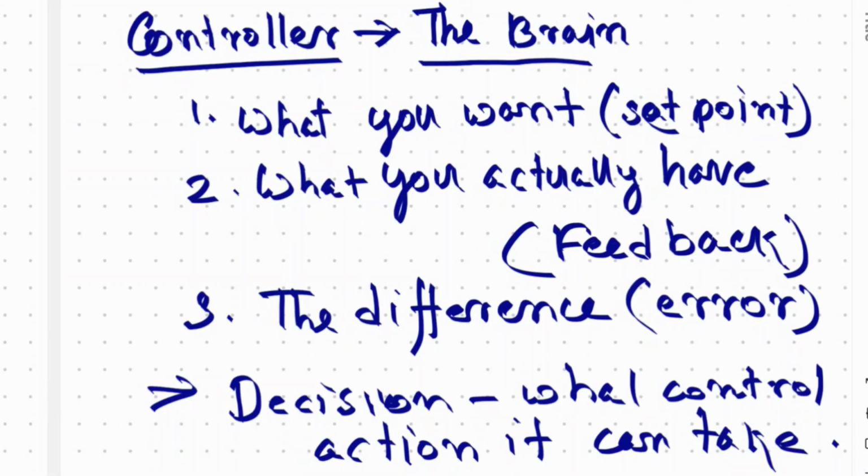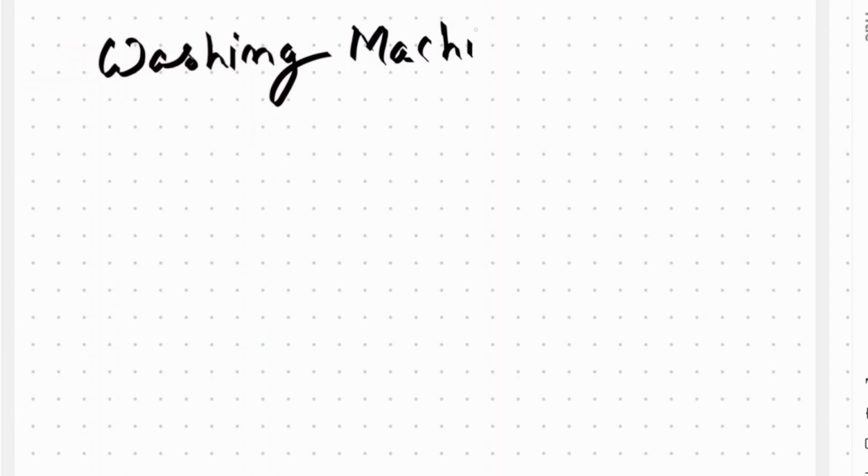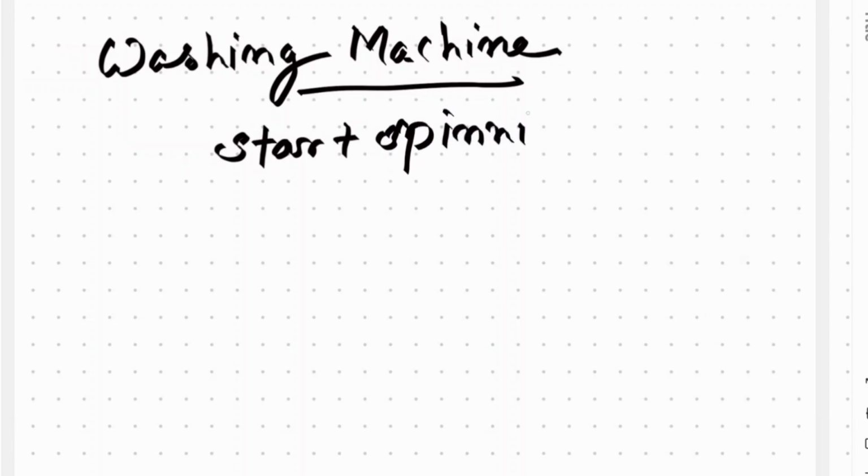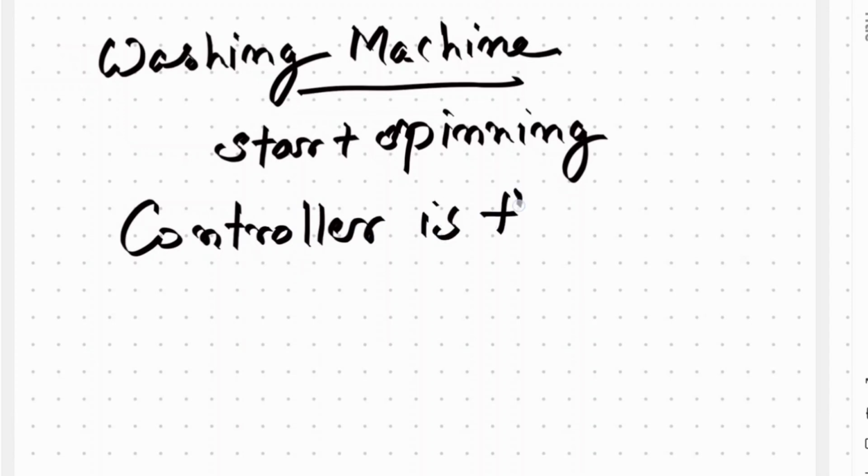Now if we take an example of a washing machine, the controller decides when to start spinning, how much water it will fill, and when to heat. All these things are decided by the controller. Conceptually, the controller is the brain of the system.